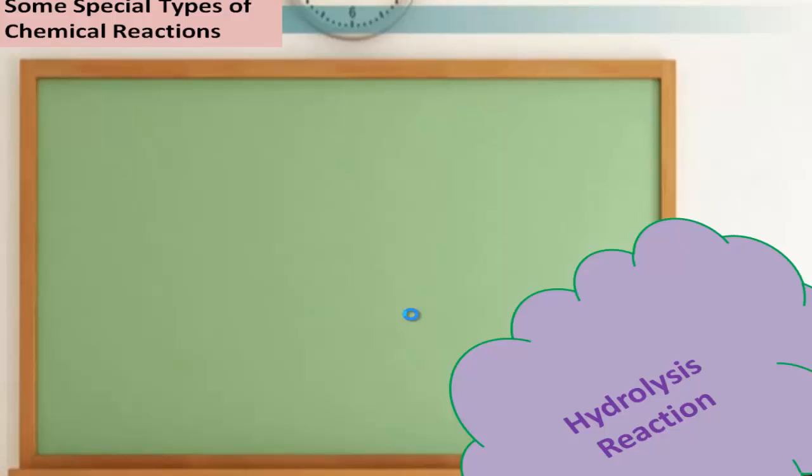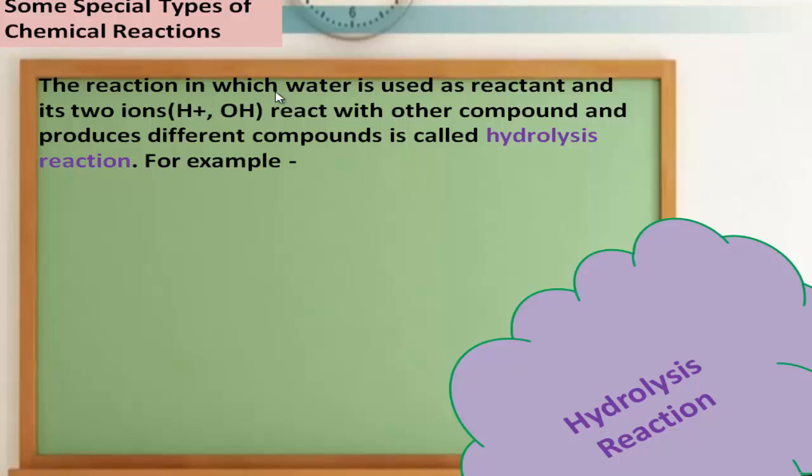Now my dear students, I will discuss some special types of chemical reactions. Special types, because they are not included in redox or non-redox reactions. They are addressed as special types, such as the hydrolysis reaction. What is a hydrolysis reaction? The reaction in which water is used as a reactant and its two ions. We know that inside water there are two ions, hydrogen ion and hydroxyl ion. So when the two ions react with another compound and produce different compounds, it is called a hydrolysis reaction.